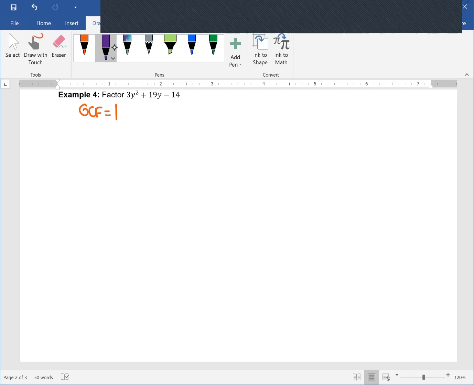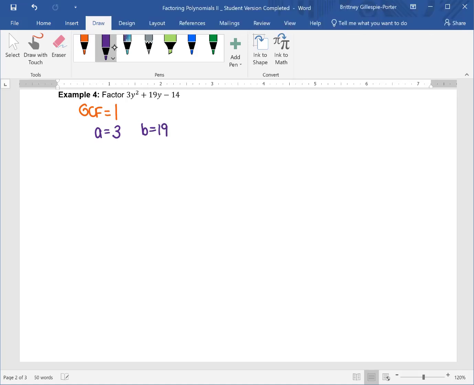Start by identifying A, B, and C. So A is going to be 3, our leading coefficient. B is 19, what's attached to the linear term, the y to the first. And C is negative 14, making sure that you watch your sign. We're looking for a product of A times C, which is 3 times negative 14, which gets us to negative 42. And we are looking for a sum of B, which is 19.